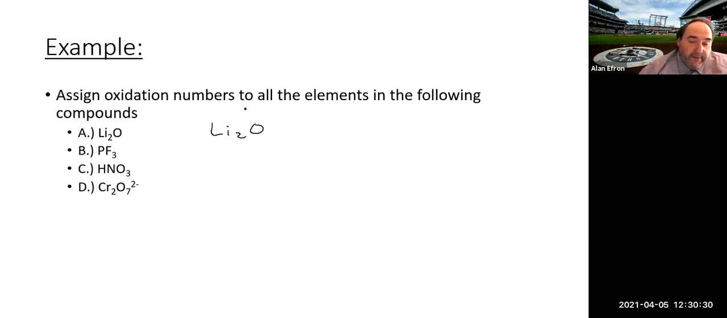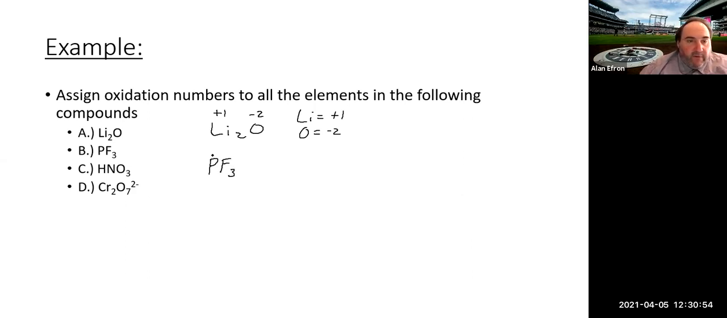Li2O. So again, we do have oxygen, so a good place to start. That would be -2. Lithium, which is group 1, will always have that same oxidation state. So lithium should be +1, and oxygen here would be -2. Again, 2 of those +1s balances out the -2, gives us 0.